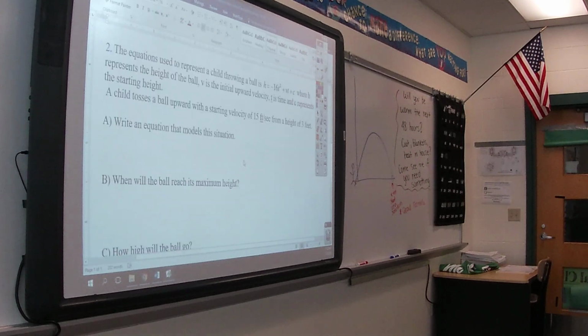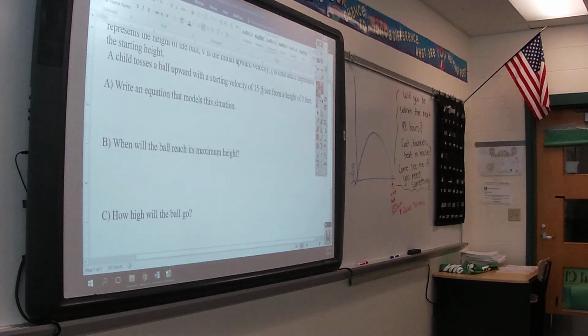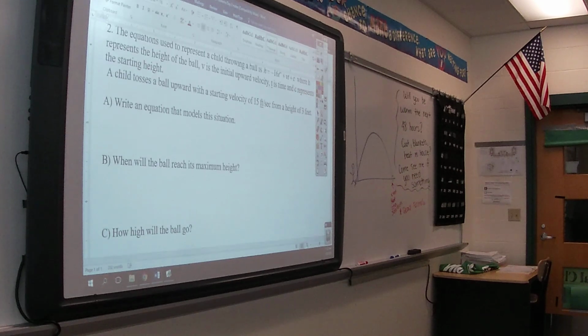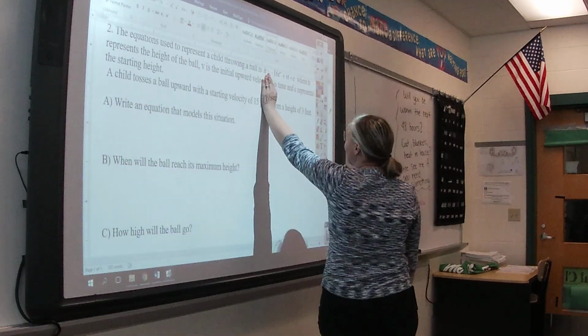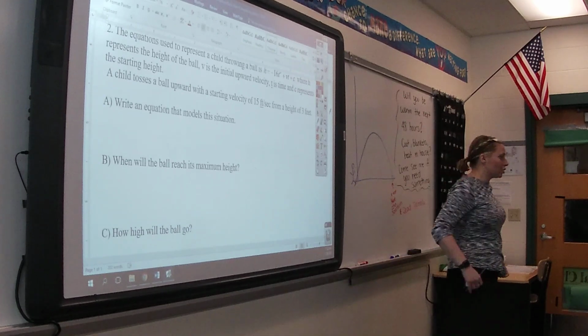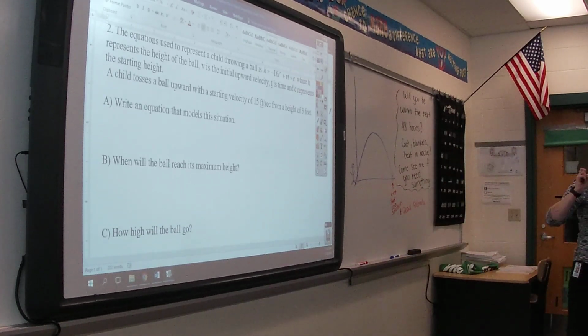Our next one. I guess I should say, oh no. The equations used to represent a child throwing a ball is, okay, and it gives us an equation here, right? Equations, plural, because we have some letters that we would need to fill in, so that's representing all of them. Where h represents the height of the ball, v is the initial upward velocity, t is time, and c represents the starting height. Ugh, this time it didn't nice and neatly give us that equation, did it?